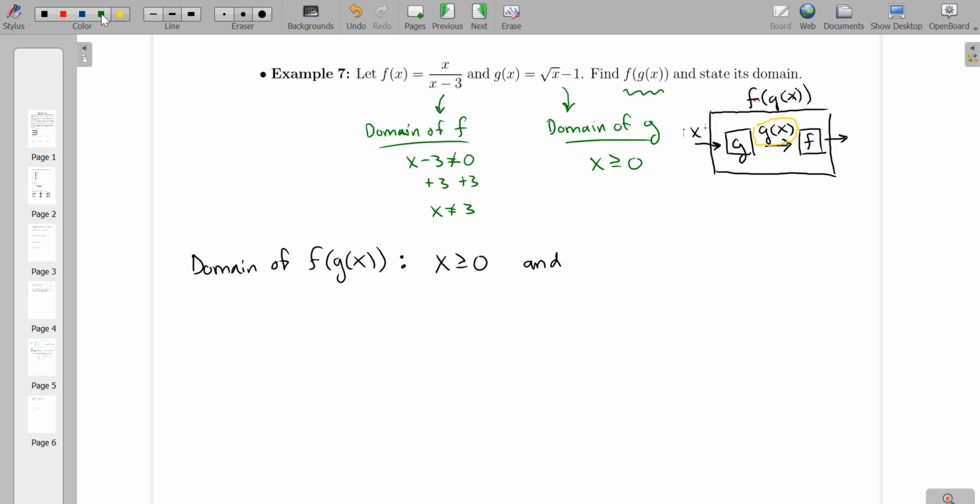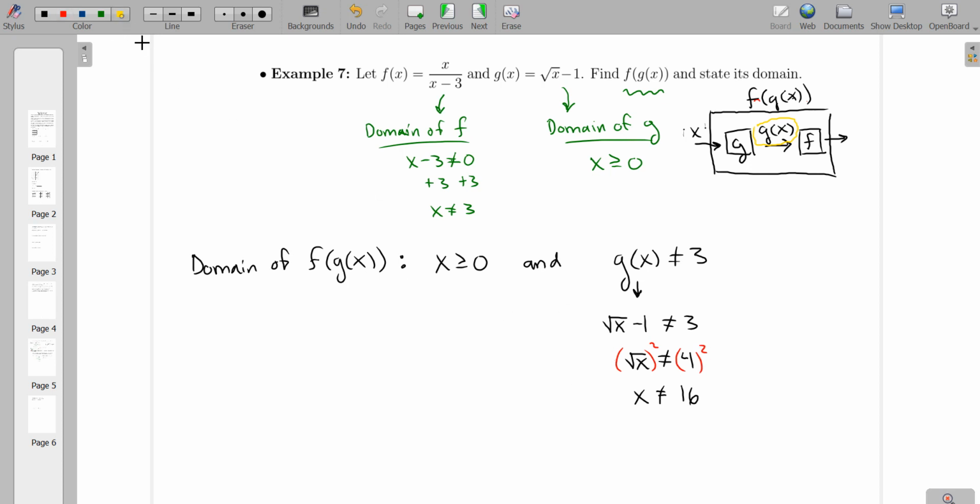So the other thing we need to do is look at the domain of f, and we can see that it's important that the inputs of f are not equal to 3. But since our input in the composition is now g, then we can say g does not equal 3. And of course g of x is the square root of x minus 1. So adding 1 to both sides, we get square root of x is not equal to 4. So then squaring both sides means it's important that we make sure that x is not 16.